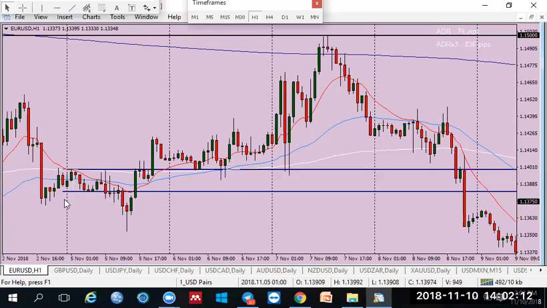So to repeat, the psychological support and resistance are made of the highest point and the lowest point within the first 8 hours after market opens in the beginning of the week. So 1, 2, 3, 4, 5, 6, 7, 8. The lowest point was here, so the line was drawn here, and the highest point was here.